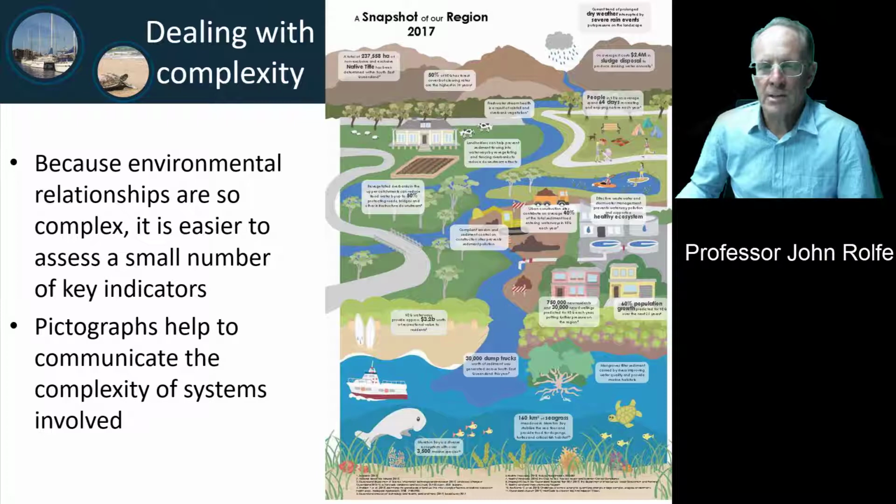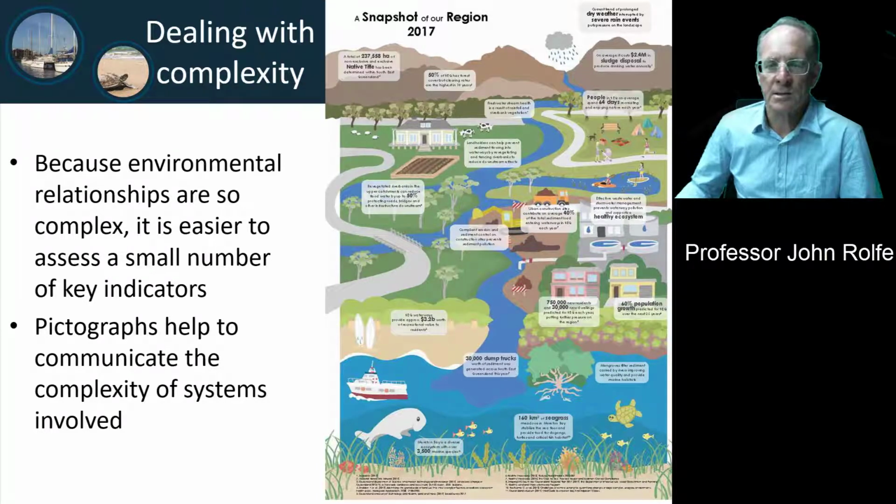Now, report cards deal with very complex environmental systems, and because they're so complex, it's easier to summarise their health through a small number of key indicators. And picture graphs and scientific systems are used to communicate the complexity of the systems involved and the reasons why only a small number of key indicators have been selected.